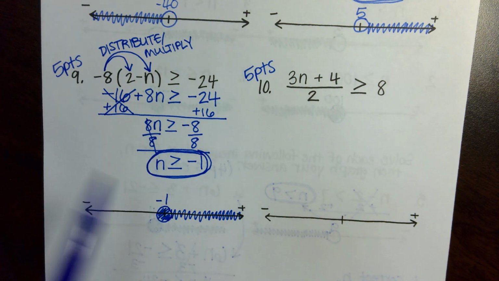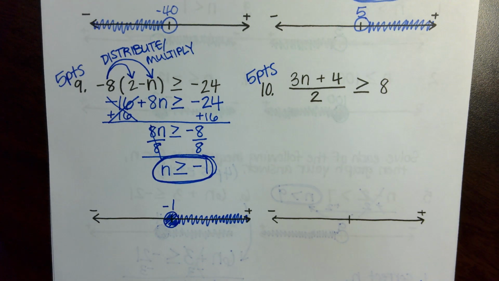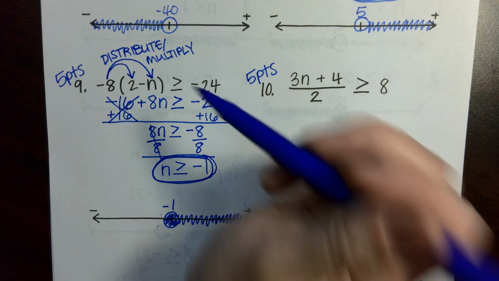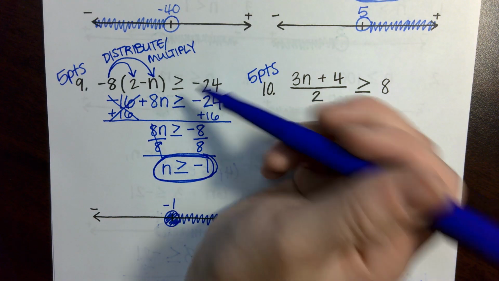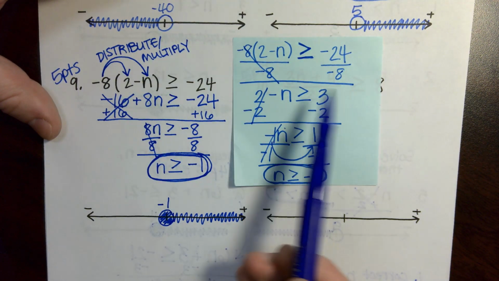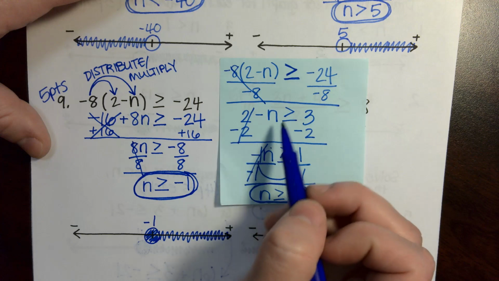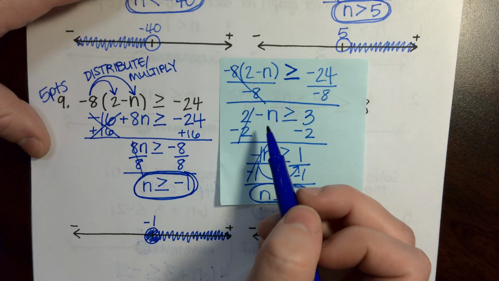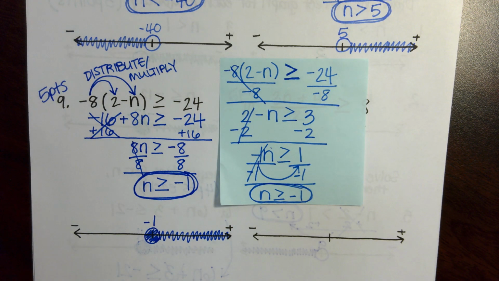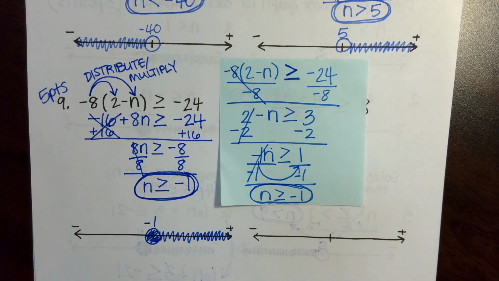Okay, any questions about number 9? I said that one will probably be just better to distribute. Yeah. It'd be better to distribute. You could still divide by 8 like you did here. You would just have to remember that if you get a negative n, you got to switch it so that you've got positive n and then your negative on the other side. But if you distribute, you won't get a negative n.